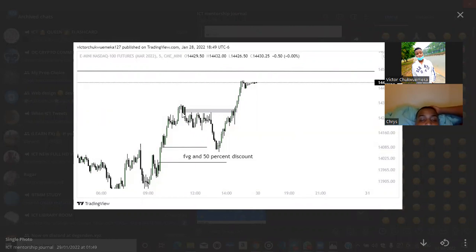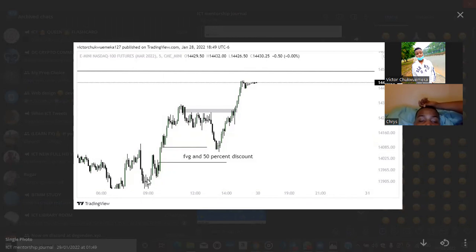You can see this, bro. You said there's no fair value gap? Yes, a fair value gap at this. A lot of people will be willing to sell at this point, thinking this is an order block, bro. It's not. But look at this imbalance. Whenever you have an order block with an imbalance very close to it, it makes the order block valid.